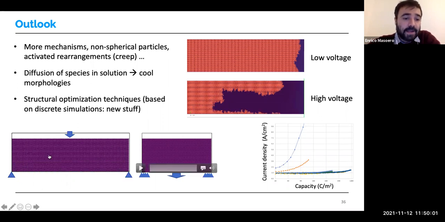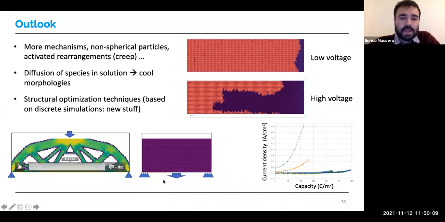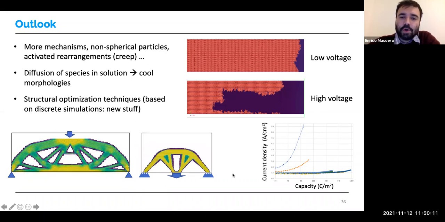And finally, another area that I'm starting to cultivate now is structural topology optimization. So you get a structure and you want to find, for a given set of loads and supports, what is the best geometry for the structure to resist it using minimum material. And while this may seem a completely different world to what I've shown, actually the novelty that we are pursuing here is to represent the structures as discrete particles. So typically these methods are developed for continuum simulations, finite elements. We are developing them for discrete simulations.